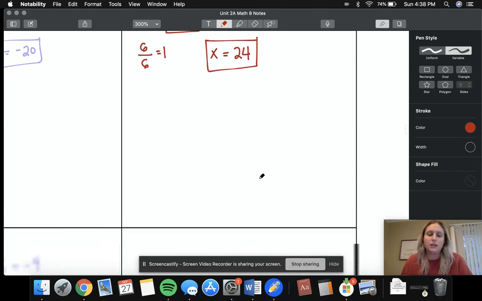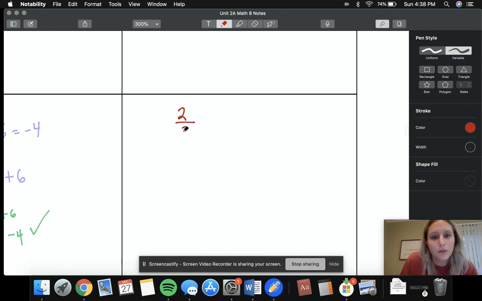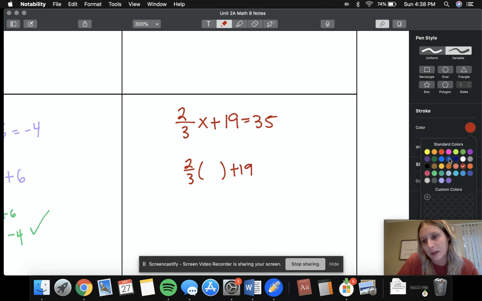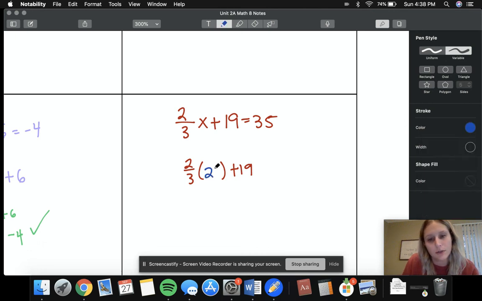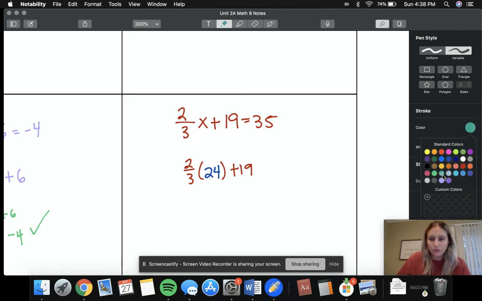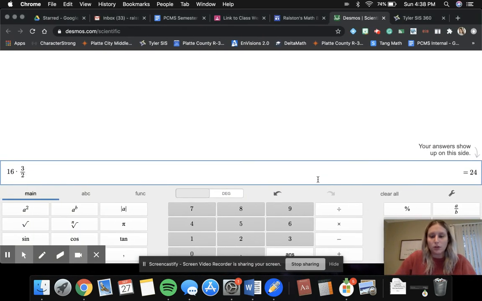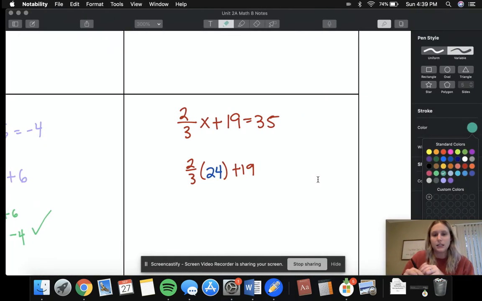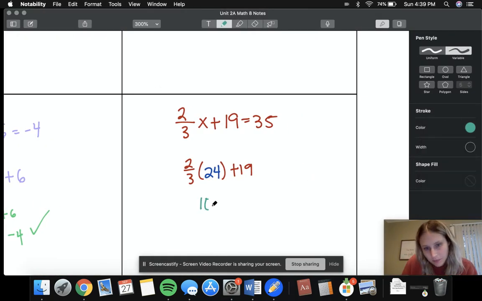Okay. And then one more check to make sure we are good to go. Okay, so we are checking 24. So 2/3 of 24. Might need to figure that one out. So 2/3 times 24 is 16. 16 plus 19 is 35.